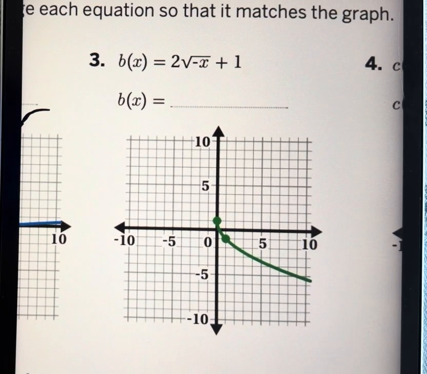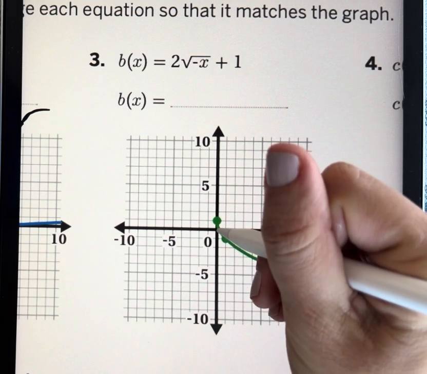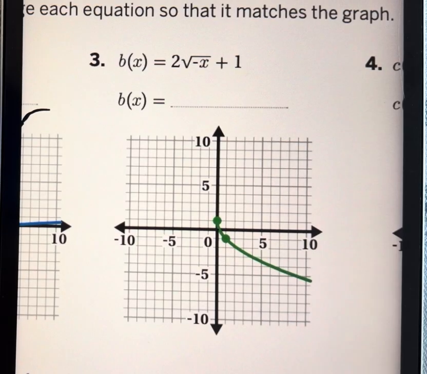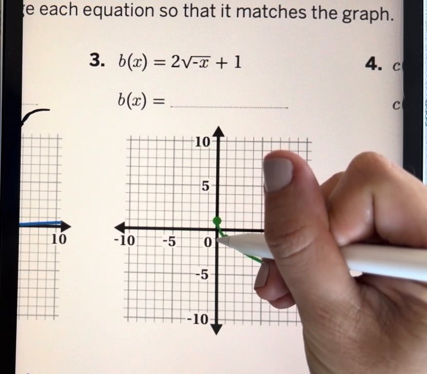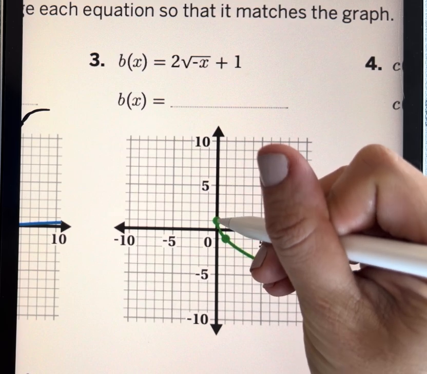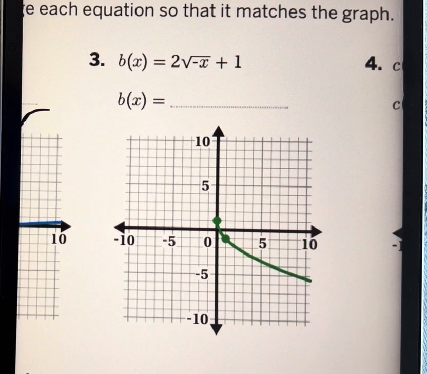Okay. Let's see what we got. So our standard square root function begins at 0, 0. This one is up 1. Actually, that's a lie. You gotta reflect first. Then it's up 2. Ooh, so tricky. Love it. Okay, let's start over.